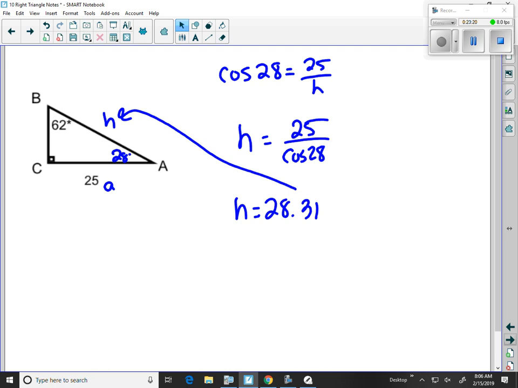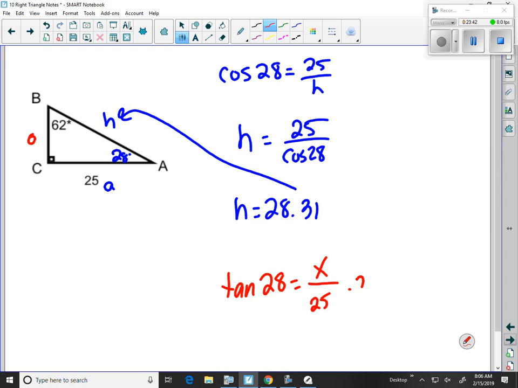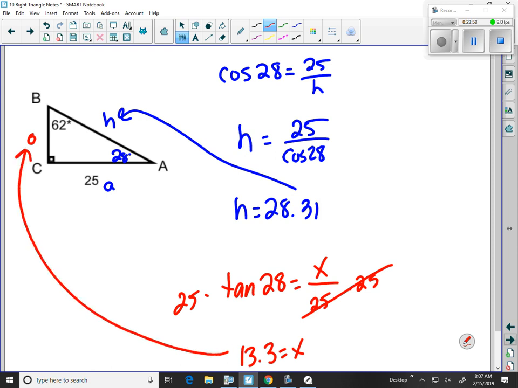Again, you can do trig, or you can do Pythagorean theorem to get that other side. It doesn't matter to me. I'm just going to use my 28-degree angle again. Since this is opposite over adjacent, that would be tangent. So you multiply by 25, put it in your calculator. So that side would be 13.3.